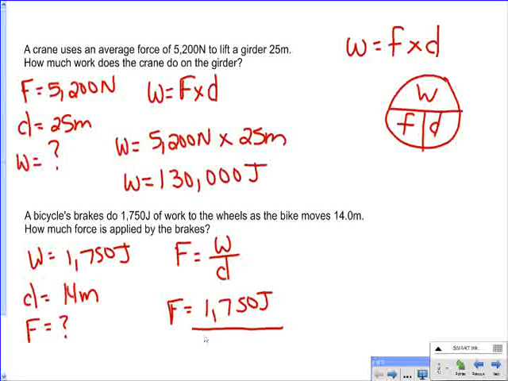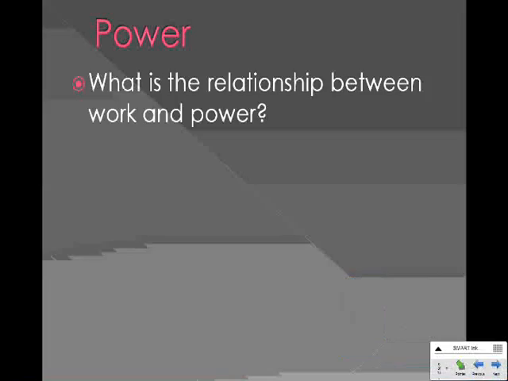1,750 joules divided by 14 meters. And once you divide that in your calculator, you're going to get 125 newtons. Remember, force is measured in newtons. Now, let's go ahead and get back to those notes.